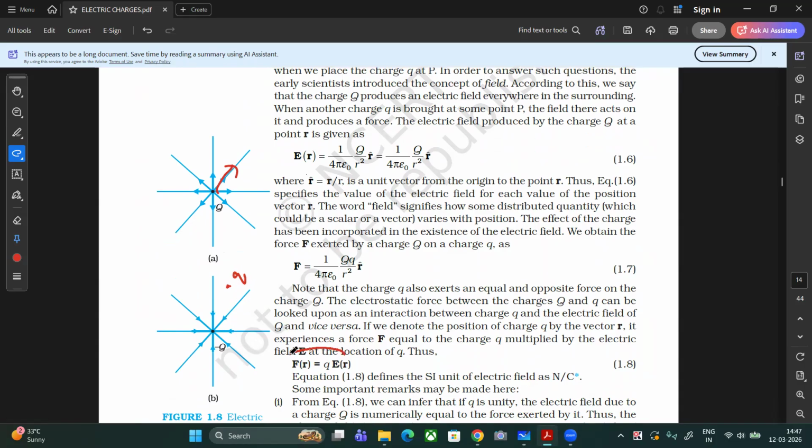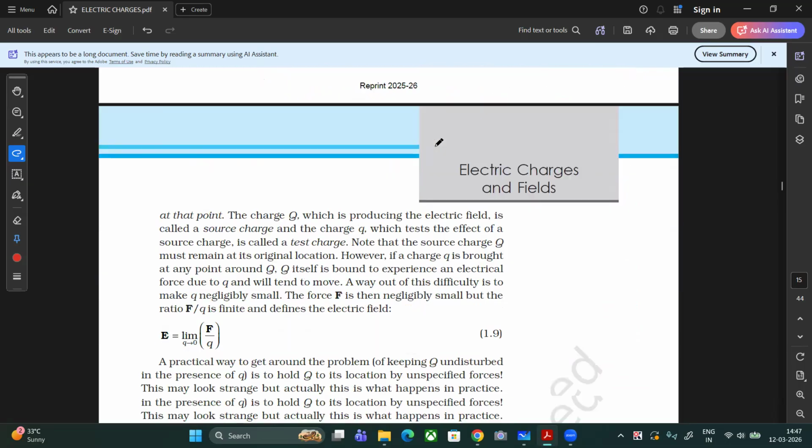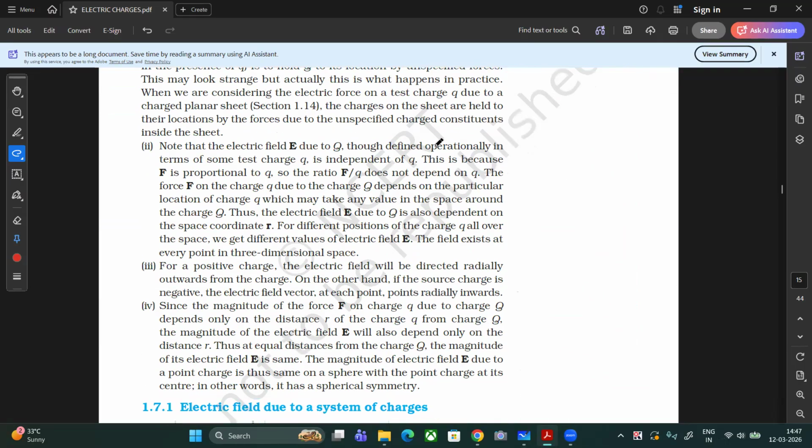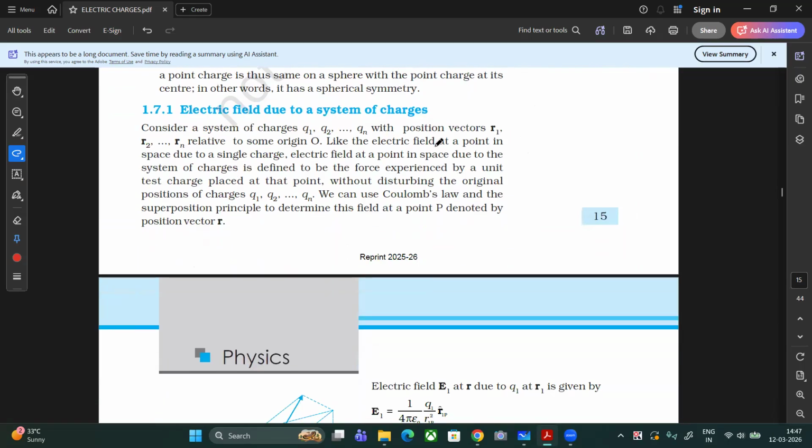The force can be written with the electric field formula: F is equal to Q E. So E is F by Q. We already know F is equal to K Q1 Q2 by R square. If it is divided by the test charge Q, it cancels out. So the final formula of electric field due to a point charge is 1 by 4 pi epsilon naught Q by R square. This is a very, very important formula: 1 by 4 pi epsilon naught, that is K, Q by R square.